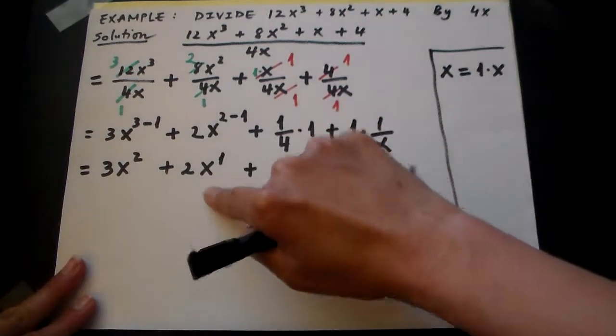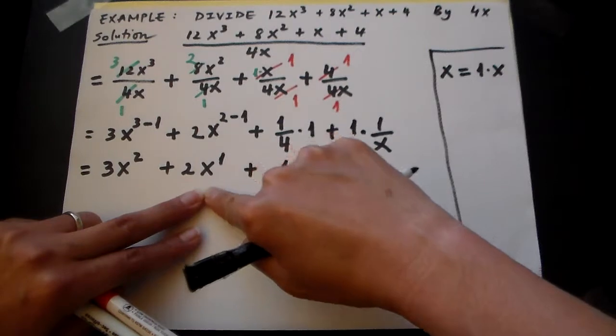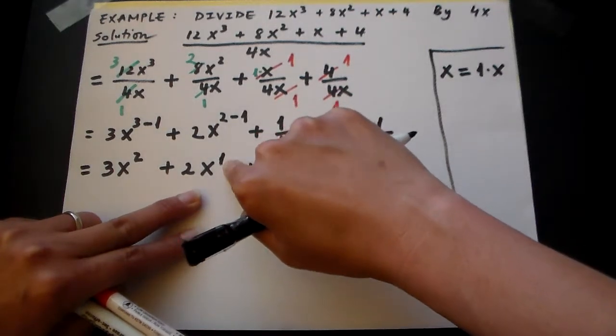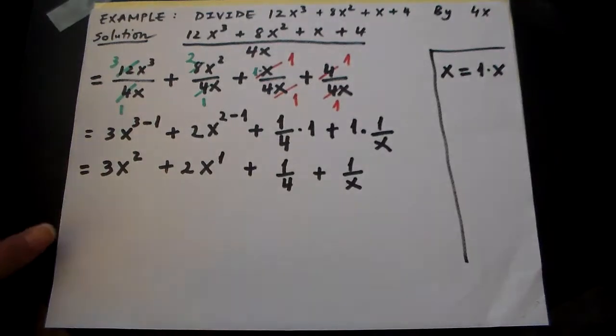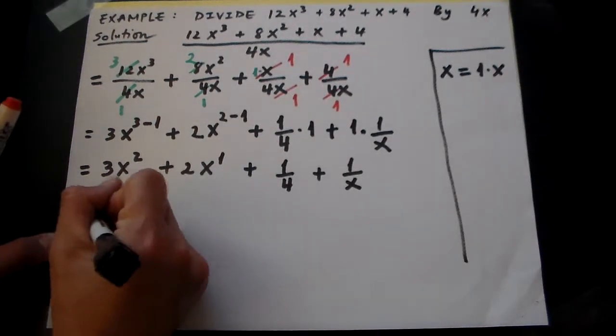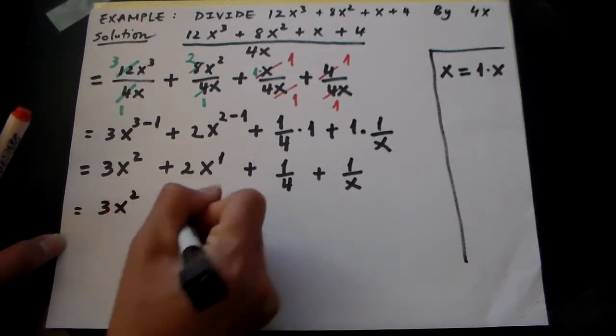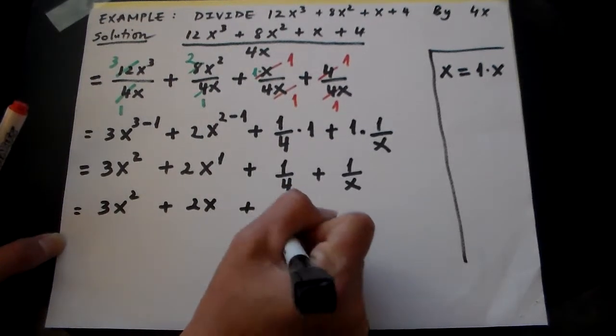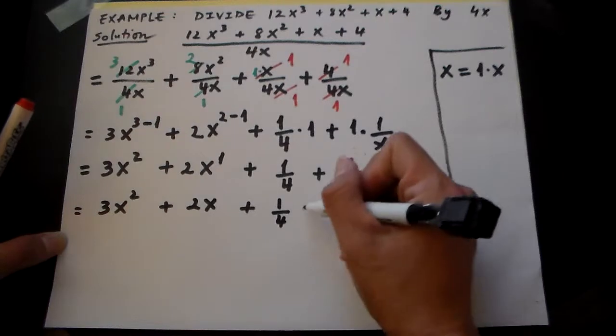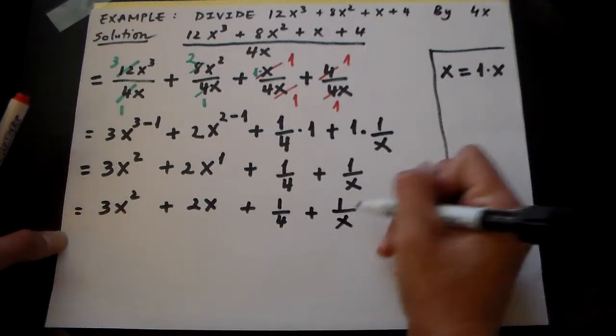Now normally we do not leave the answer when you have the exponent 1, so always simplify this to x. So let's simplify this to 2x plus 1/4 plus 1 divided by x.